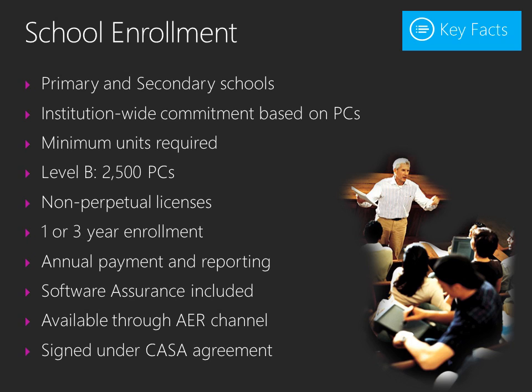They're non-perpetual licenses, as we've seen, and the enrolment is either a 1 or a 3-year enrolment, so you can make that decision. Annual payment and reporting for the licenses, and we've already commented that through these non-perpetual agreements, software assurance is included. You can purchase this enrolment via your AER, but it does sit under the Campus and Schools Agreement.